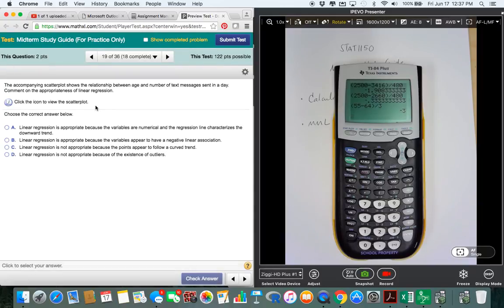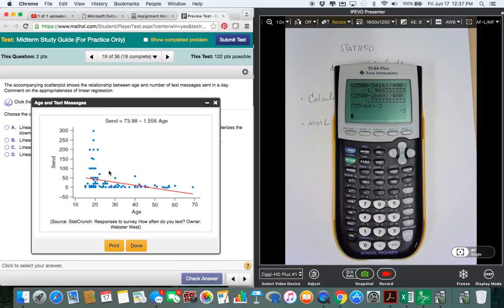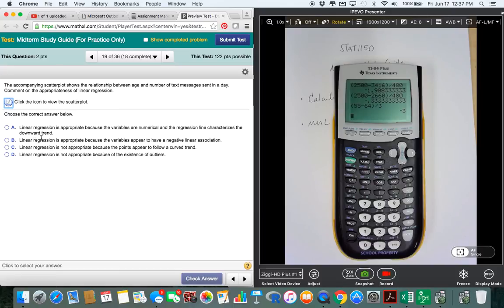The accompanying scatter plot, so we get this. Now, guys, I look at that and I see major problems. It looks like to me they fit a linear model to this relationship, but this relationship isn't linear. We have a curved, a non-linear relationship here. So what they did there is an error. So I would come down here, I'm looking for not appropriate. And it's not appropriate because we have a non-linear relationship, an association, or a curved trend.